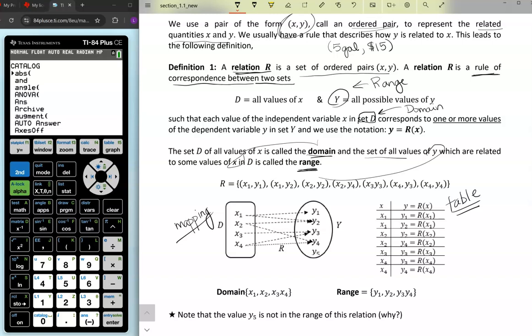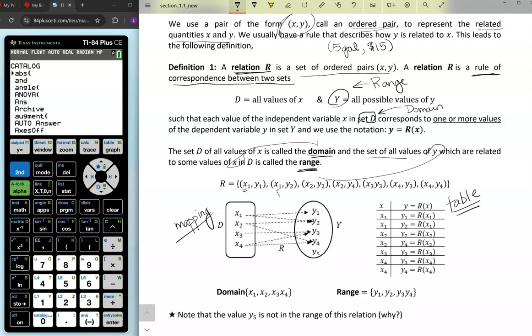But when we look at relations, we're not really interested in trying to determine what type of relation it is to start off with. What we need to look at right here is how the input maps to the output. So in this case, we have x1, and it maps to two y values, y1 and y2.